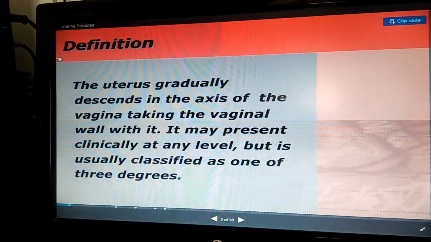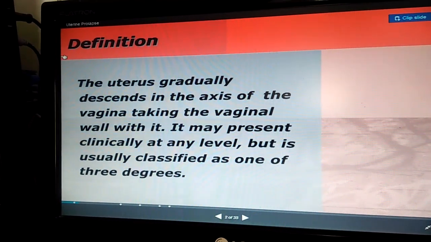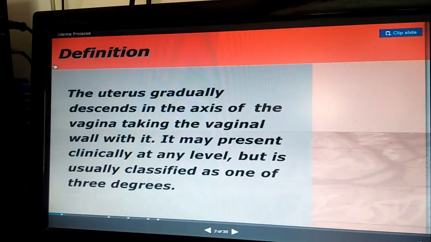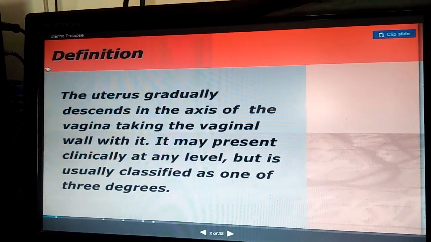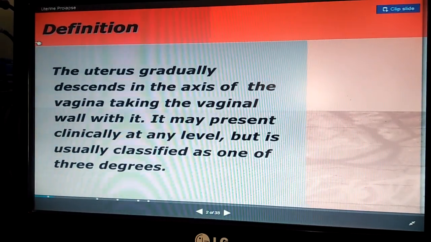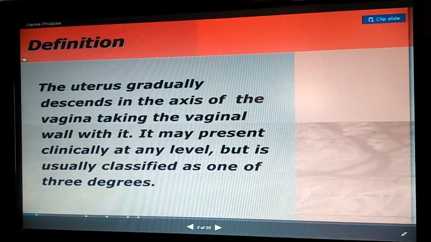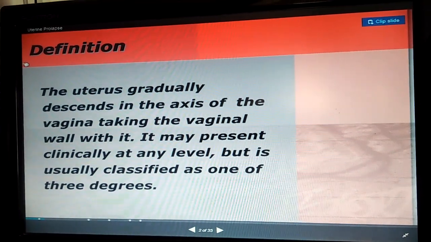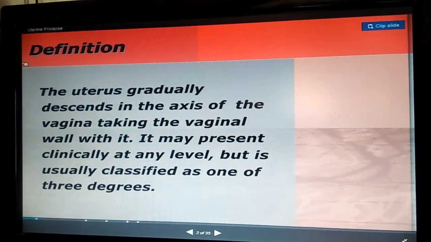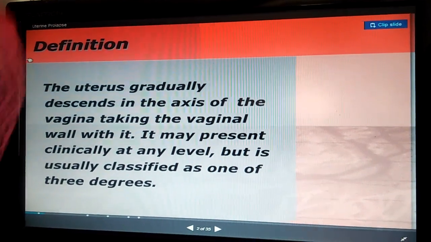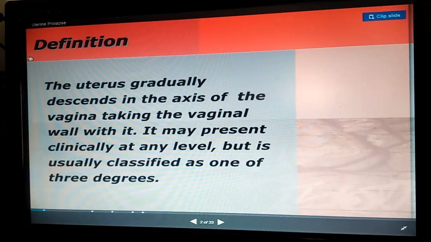Hello, everyone. Today we are going to see the anatomical abnormalities of the uterus. In the previous lecture, we have seen the abnormalities, that is, retroversion and inversion. So now we are going to continue with the abnormalities from the position point of view. This is just a little bit of revision of the previous lecture.